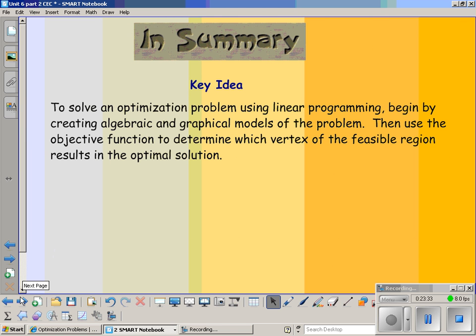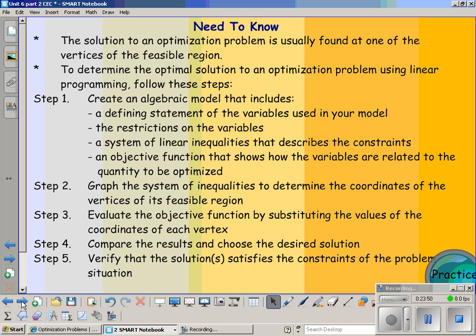So, the key idea: to solve an optimization problem, you use linear programming. Begin by creating algebraic and graphical models of the problem. Then use the objective function to determine which vertex of the feasible region results in the optimal solution. So here are your steps. Step 1, create your algebraic model that includes a defining statement of the variables, the restrictions on the variables, so are they whole numbers, real numbers, integers, a system of linear inequalities that describes the constraints, and an objective function that shows how the variables are related.